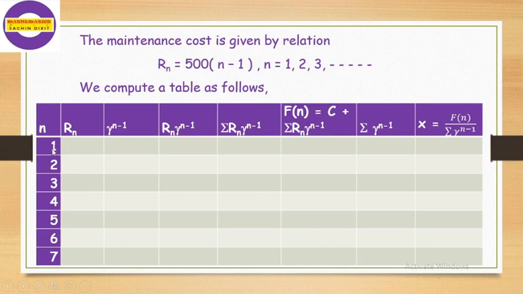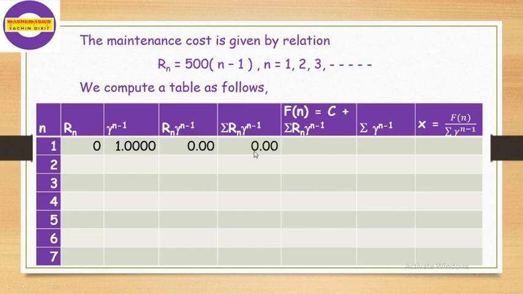For the first year, when n is equal to 1, 1 minus 1 is 0, and 0 multiplied by 500 means maintenance cost is 0. Then gamma raised to n minus 1, again n is equal to 1, 1 minus 1 is 0, something raised to 0 is equal to 1. So this value will be 1. Then multiplication of these two is again 0, because 0 multiplied by something is 0. Then we add this to the first value, so it remains as it is.